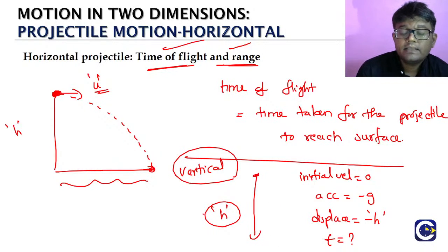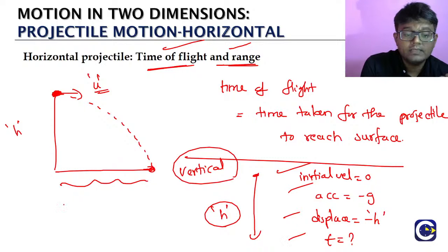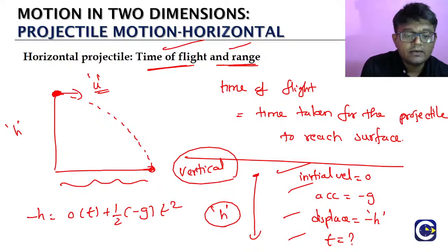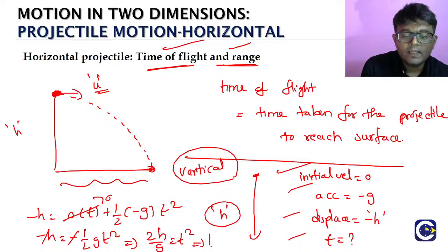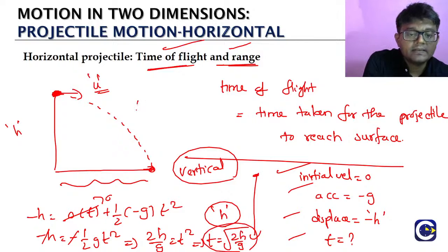Okay, so look at this. What is the equation we have? Initial velocity, acceleration, displacement, time. Displacement is equal to ut plus half a t square. So u is 0 anyway, the initial velocity. So minus h is equal to minus half g t square. Minus minus is cancelled, which means 2h by g is equal to t square, so t is equal to root 2h by g. Do you see something interesting?